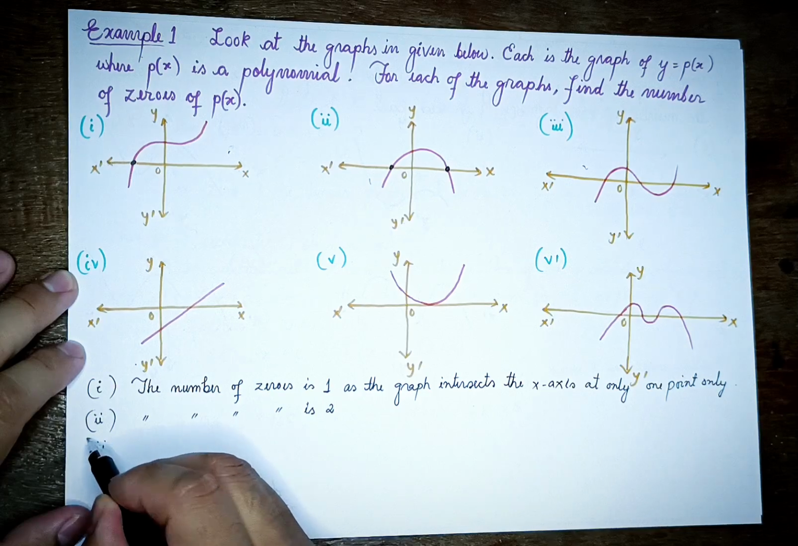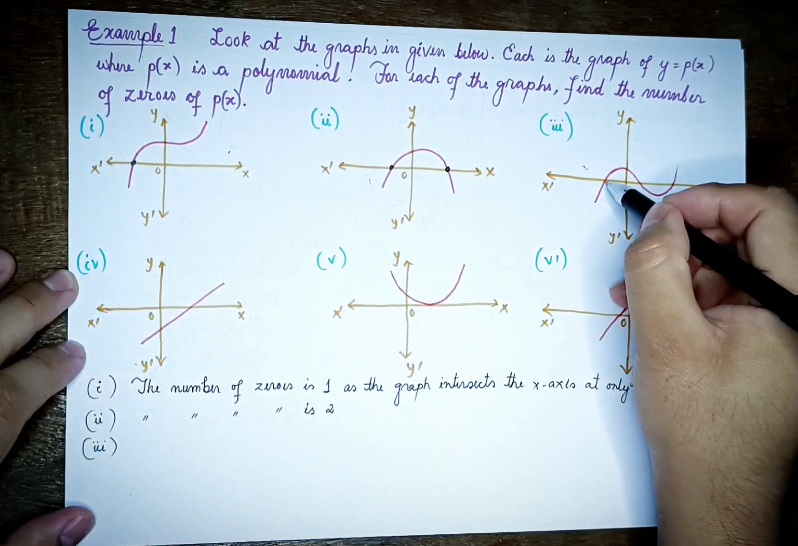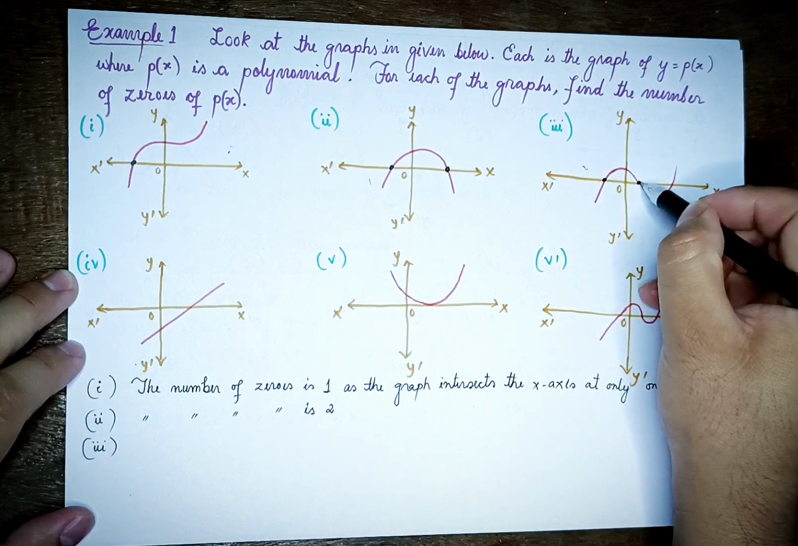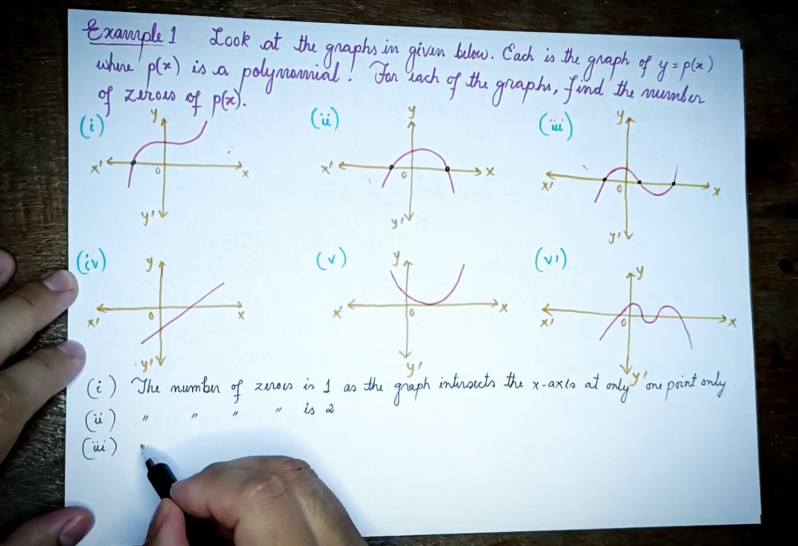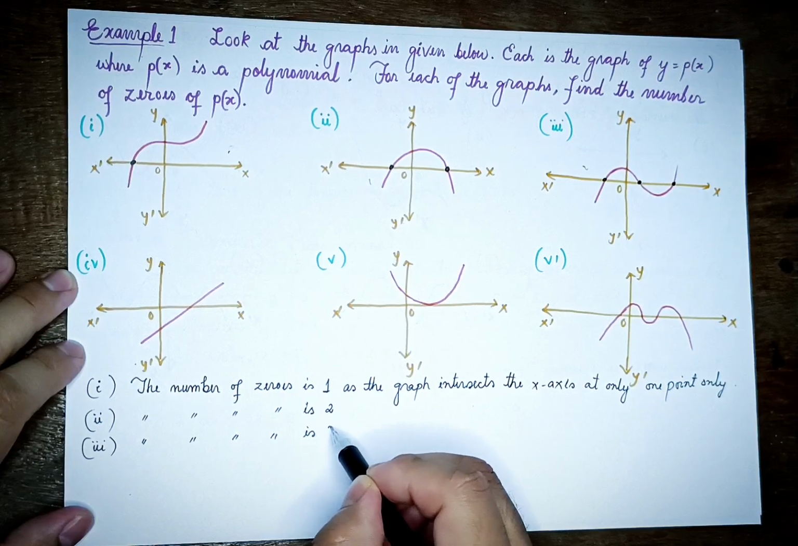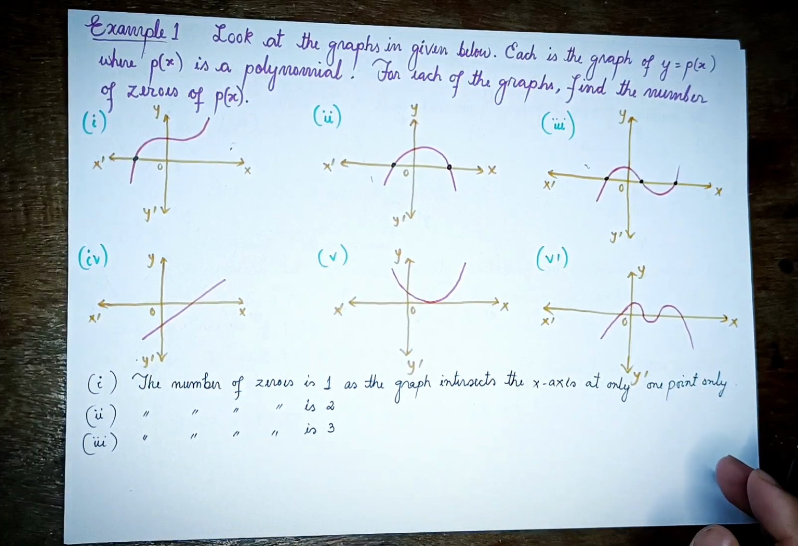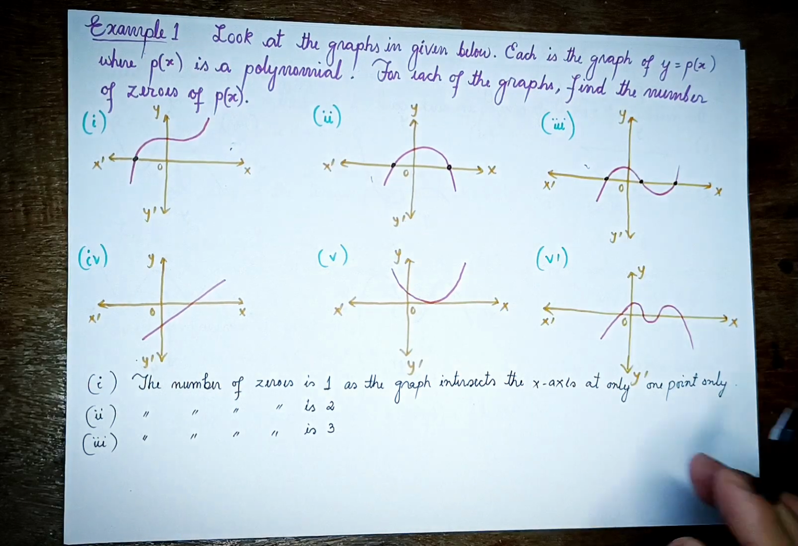Next, Roman number 3. Here the graph and the x-axis intersect at 1, 2, 3. So the number of zeros is 3, as the graph intersects the x-axis at 3 points.